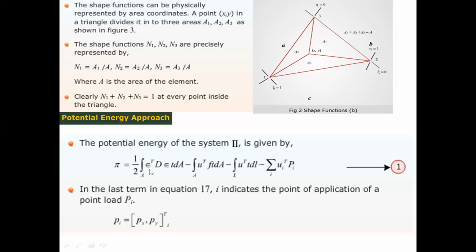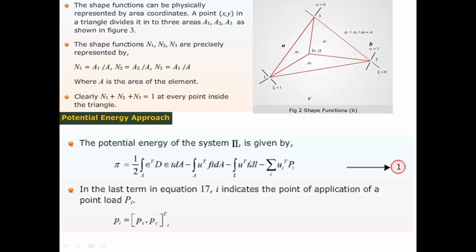So this is the strain energy, the area integral of epsilon transpose d epsilon, which is sigma. So half epsilon transpose D epsilon t dA is the strain energy, minus the work of the forces. Here what we call the body force acts over a volume. The volume is split into thickness times area, so thickness is taken out. So the force times thickness times area times displacement transpose is the work done by body force.